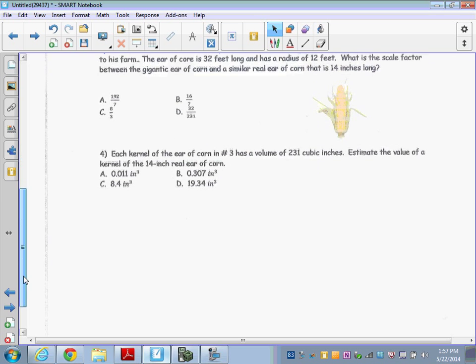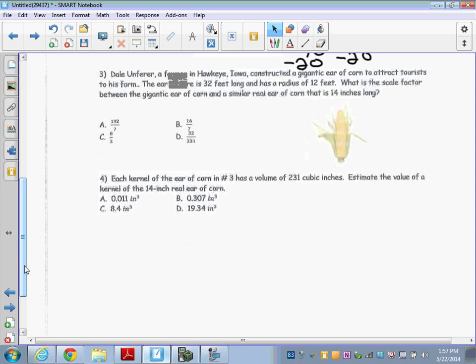Numbers 3 and 4 are a little bit tricky. The reason why is because we don't have the same units. So let's take a look at this. We have a background story in the first sentence that we don't need anything to solve with. We start in the second sentence. It says the ear of corn is 32 feet long and has a radius of 12 feet. What is the scale factor between the giant ear of corn and a similar real ear of corn that is 14 inches long? So in order to find the scale factor, we were saying it was A over B.